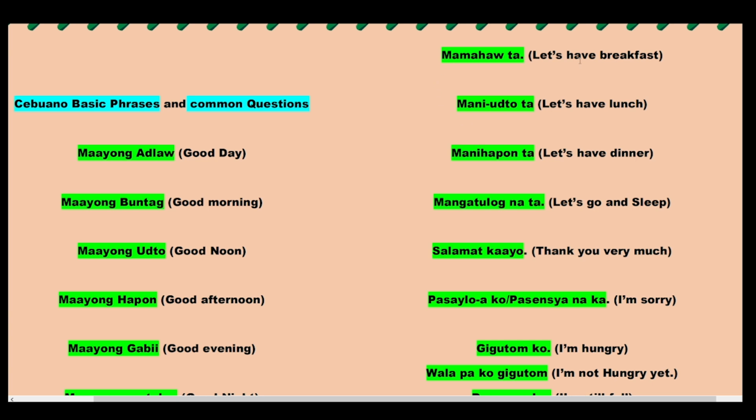Mamahaw ta, let's have breakfast. This phrase, you're going to say if you want somebody to eat with you. Ask them to eat with you, you say mamahaw ta, this is for breakfast. Mani udto ta, let's have lunch. Mani hapon ta, let's have dinner. Mga tulog na ta, let's go and sleep.